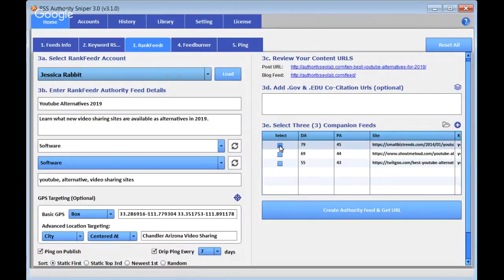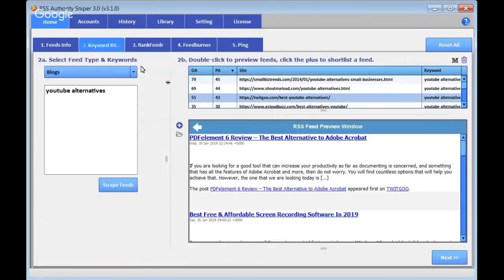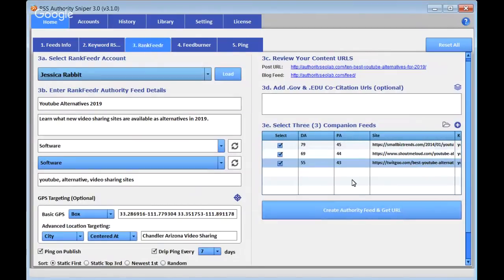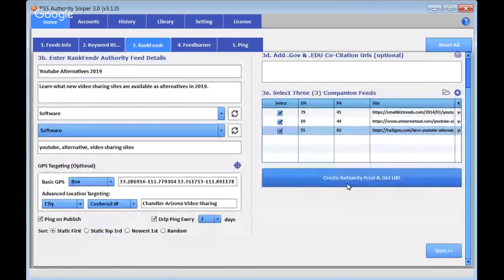And then, of course, whatever feeds you decided to shortlist, it takes 3. But I allow you to pick them over here again because, if you're over here and you choose 3 or 4 or 5 and then you want to make your final choice once you get here, you can do that. Okay, so once we've done that, we just need to click Create Authority Feed and get URL.